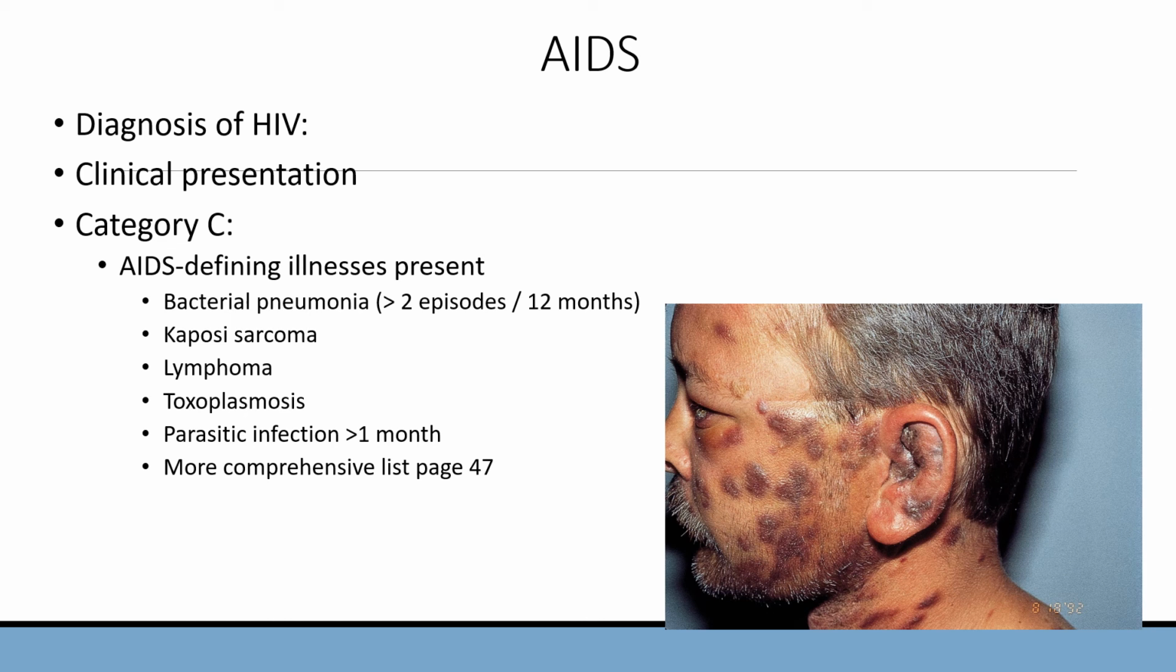And so you can look at table 2-6 for a comprehensive list. I'm not going to cover everything in there for category C, but there are a number of things. Generally, we see the development of this disorder associated with numerous manifestations.